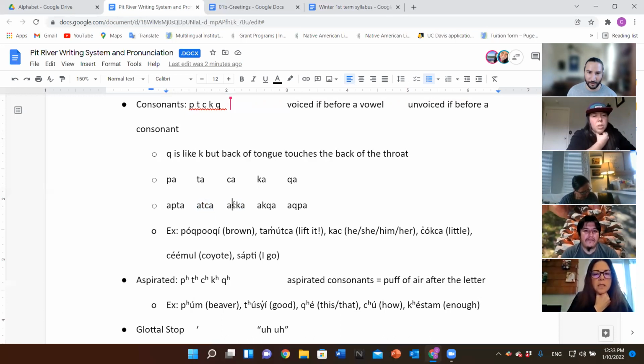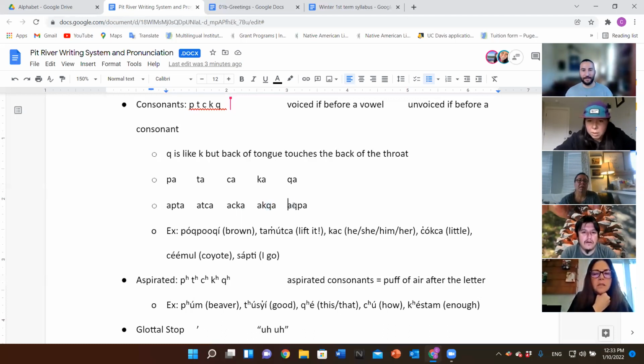So when it comes before another consonant, it sounds like a ch, kind of like a ch would in English: uch, ga. And then here for the K, uk, ga. So it sounds like a K would in English if it's before a consonant: uk, ga.